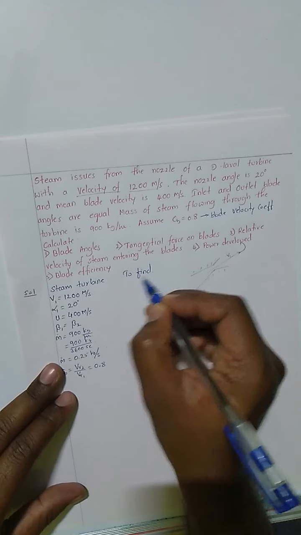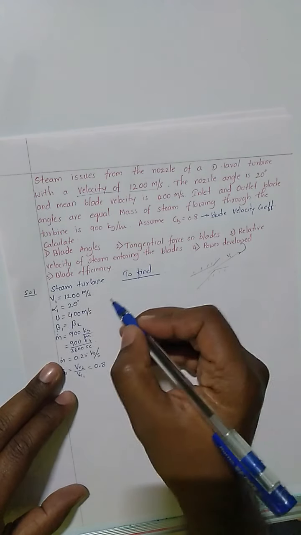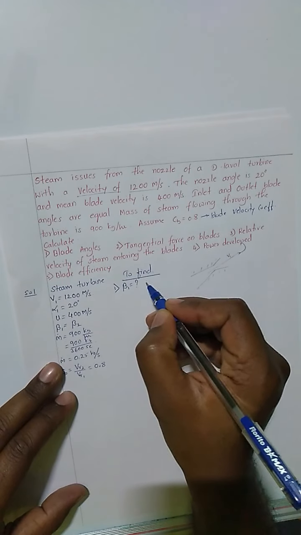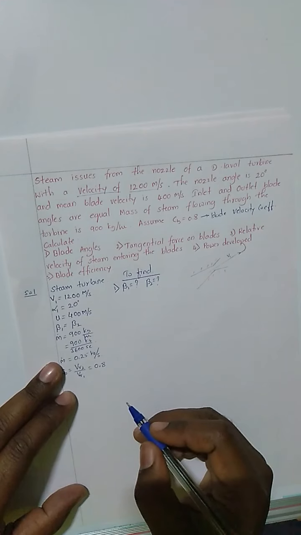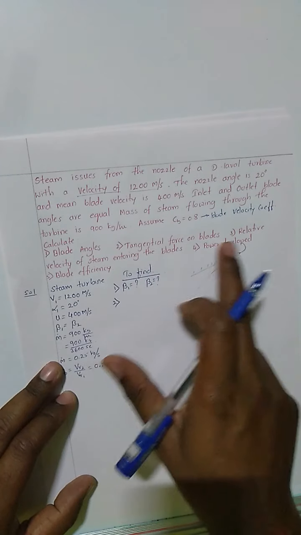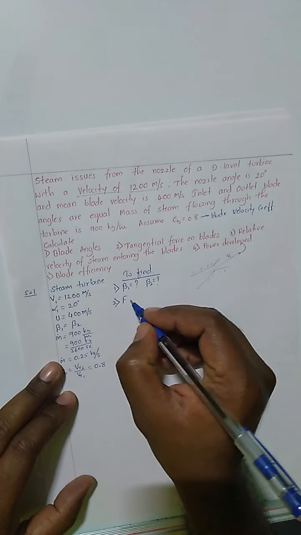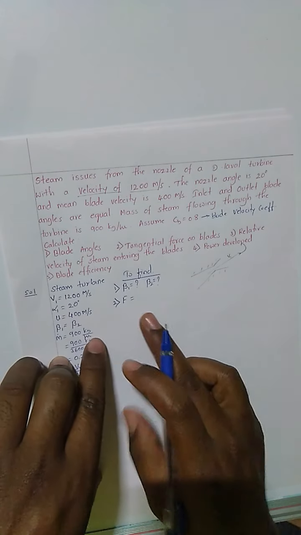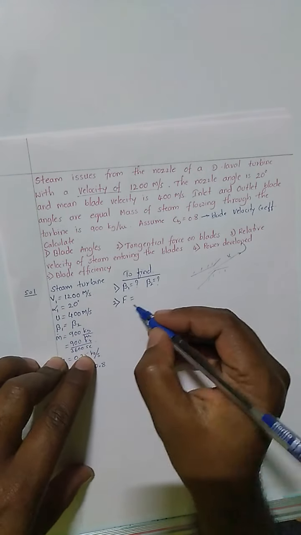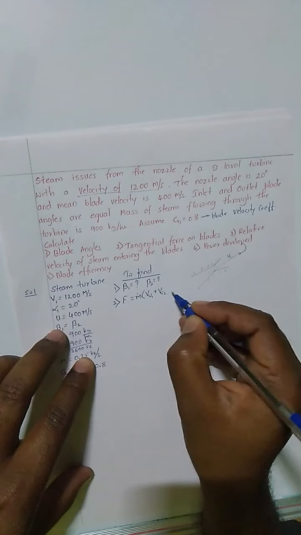what we need to find. It is very important, what we need to find. So first one is we need to find blade angles, that is beta 1 and beta 2, how much, and second thing we need to find is tangential force on the blades. So if you know the formula, you write either somewhere in the rough or here itself. Tangential force is m dot into (vu1 plus vu2).